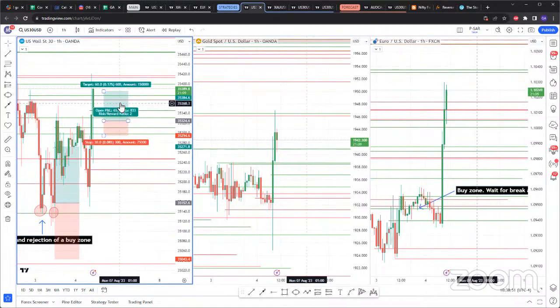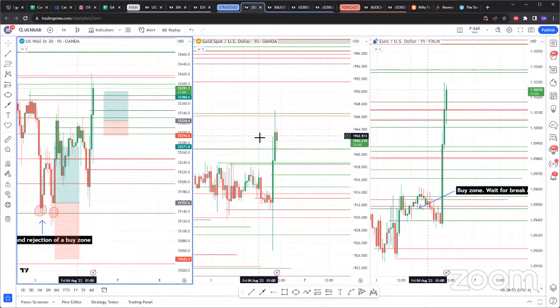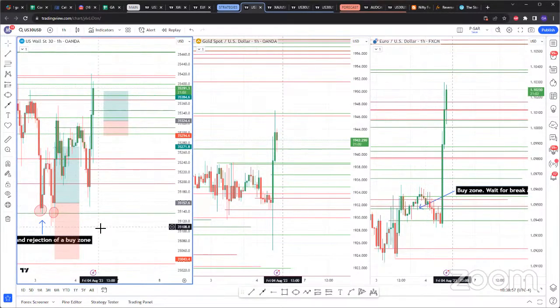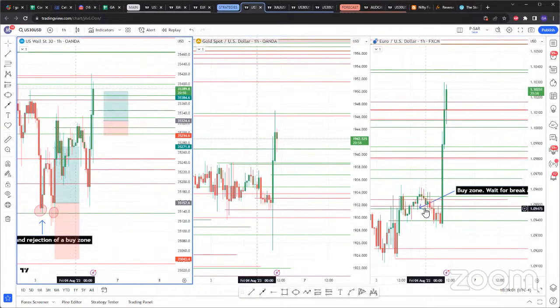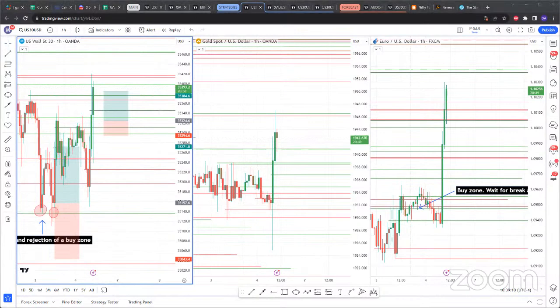So I think I'll just stick to gold and US 30, ideally, because it's my favorite instrument, unless I see a nice entry on gold or EU. EU is also nice as well. I think this is a nice strategy for FX pairs as well. So if you guys have any questions, let me know.